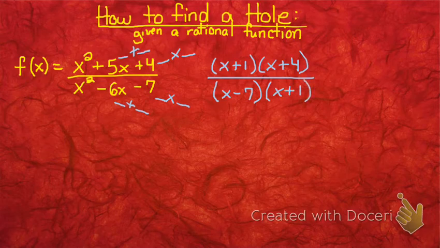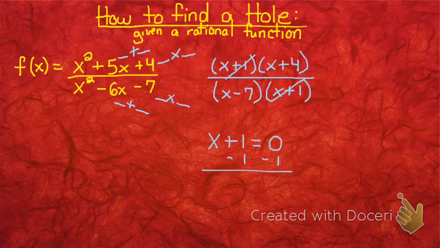If you notice, in the numerator and the denominator, I have an x plus 1 as a factor. So those two will cancel out, but that's what will tell me where my hole is. So I'll take the factor that cancels out, set it equal to 0, and solve for x. When I do that, I'll subtract 1, and I'll get x equals -1. This is where my hole is.